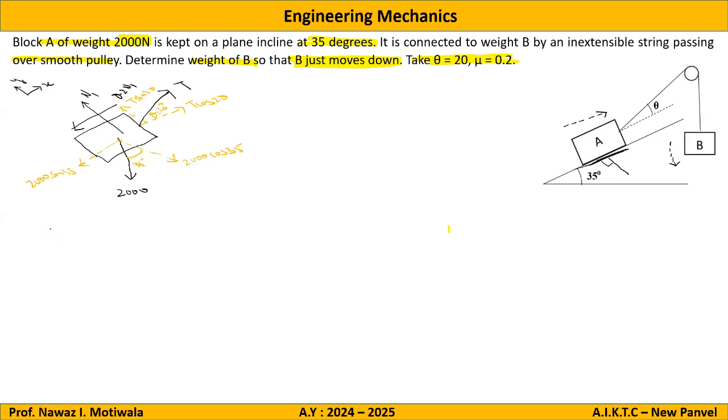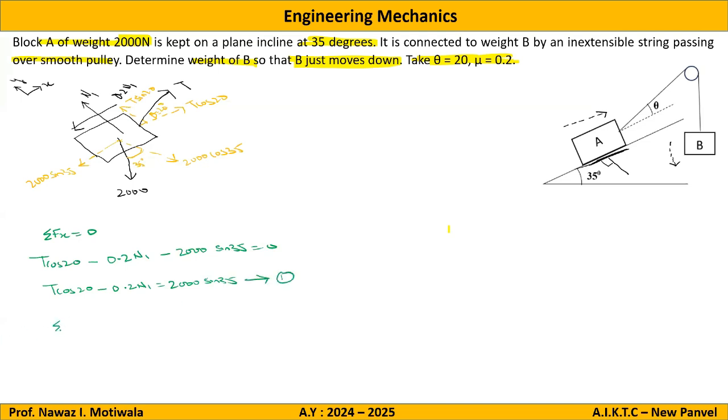So the first condition I will apply is summation of Fx equal to 0. So for Fx, I will write T cos 20 minus 0.2 N1 minus 2000 sin 35 equal to 0. Taking all the unknowns on one side and the number on the other side, I will get T cos 20 minus 0.2 N1 is equal to 2000 sin 35.